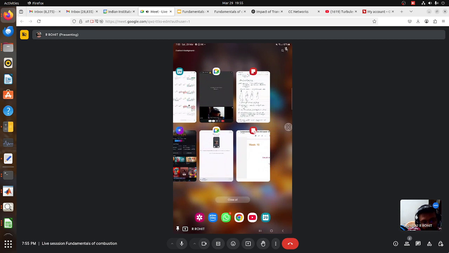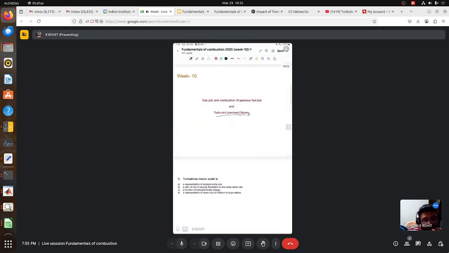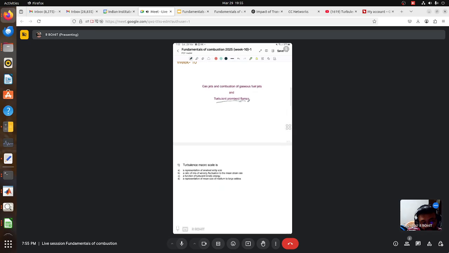So here we have the first question in my hand. The first question is, turbulence macro scale is a representation of smaller eddy size, a ratio of RMS of velocity fluctuation to the mean strain rate, a function of turbulent kinetic energy, or a representation of mean size of medium to large eddies. So I'll wait for 2-3 minutes for you to think about this, and then I will discuss the answer.